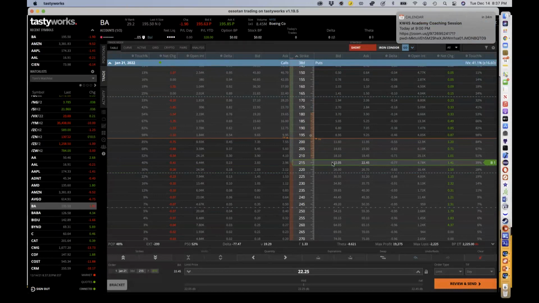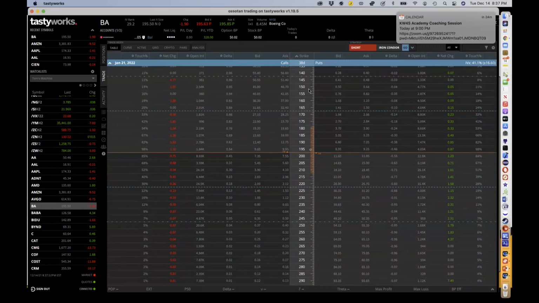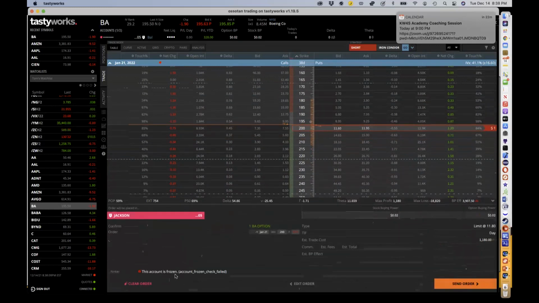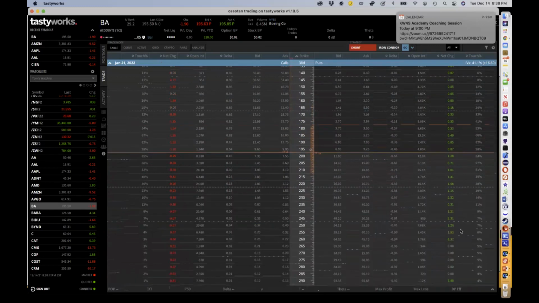When you sell a put, what you're saying is, if this option goes to zero, you have enough money to cover that loss. Correct? Let me clear this one here. Let's go back. This is a January BA. I'm selling this 200 put here, right? Look at my max loss. The max profit is the full amount. Now this account is frozen. Shoot.